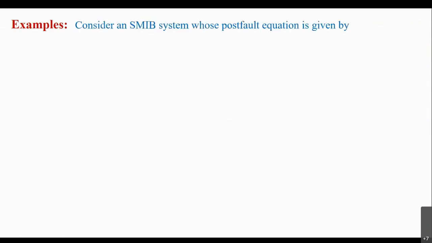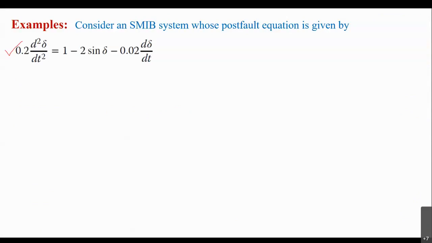So now we'll consider one example. This example will clarify more, and it is taken from the MAPI book. You can also see this example. So let us consider a single machine infinite bus system whose post-fault equation is given by this equation. So this is the post-fault equation.